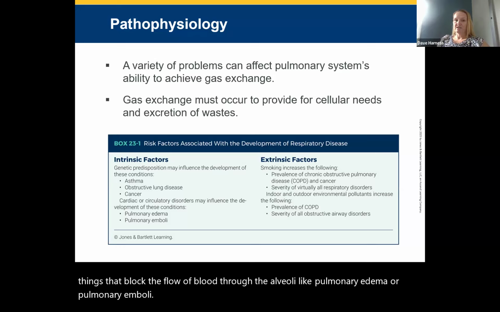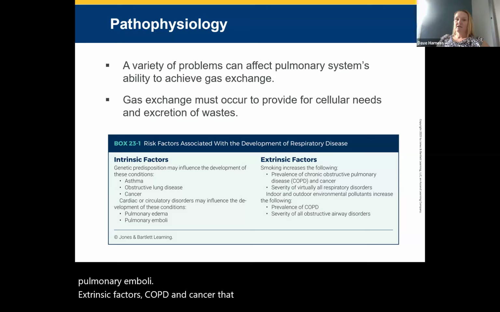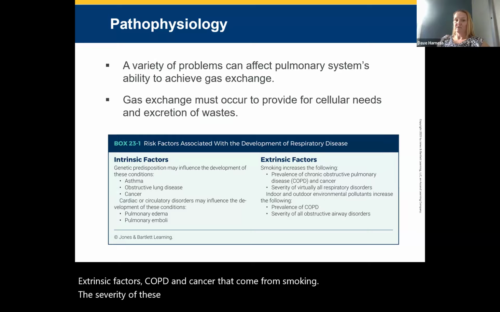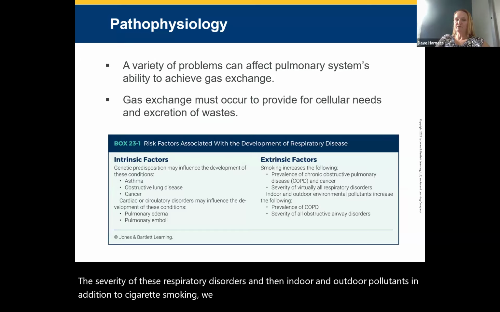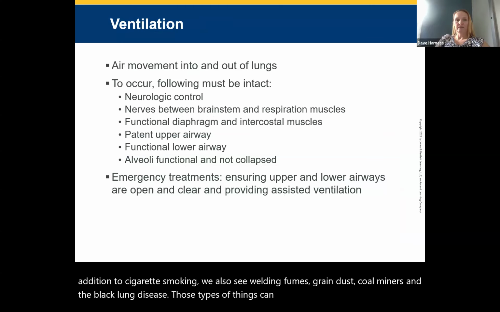Extrinsic factors: COPD and cancer that come from smoking, the severity of these respiratory disorders, and then indoor and outdoor pollutants. In addition to cigarette smoking, we also see welding fumes, grain dust, coal miners, and the black lung disease. Those types of things can interfere with the alveolar membrane.